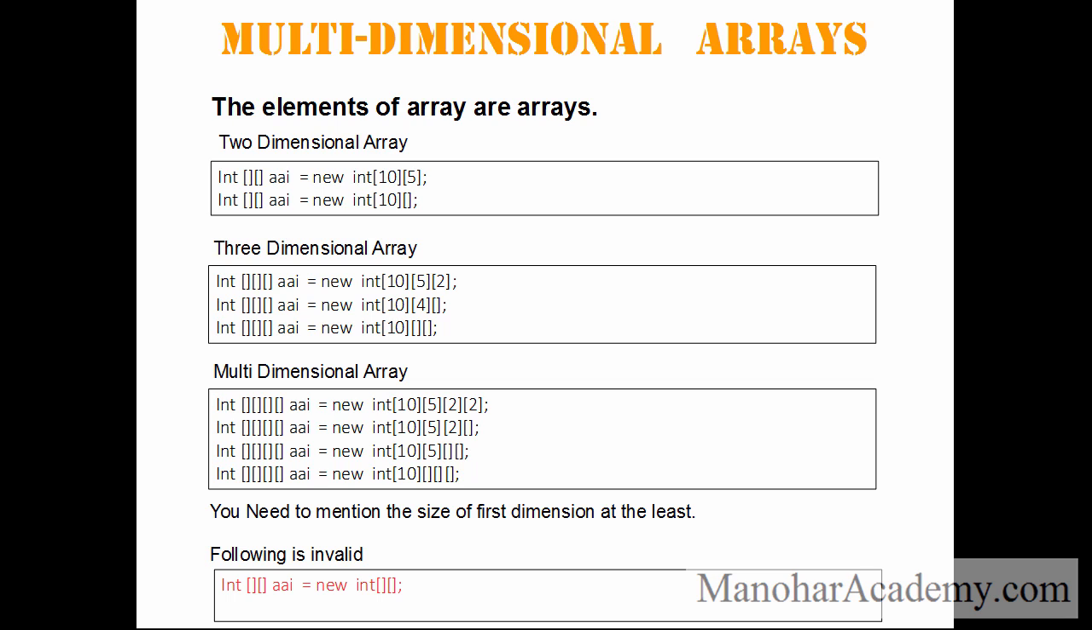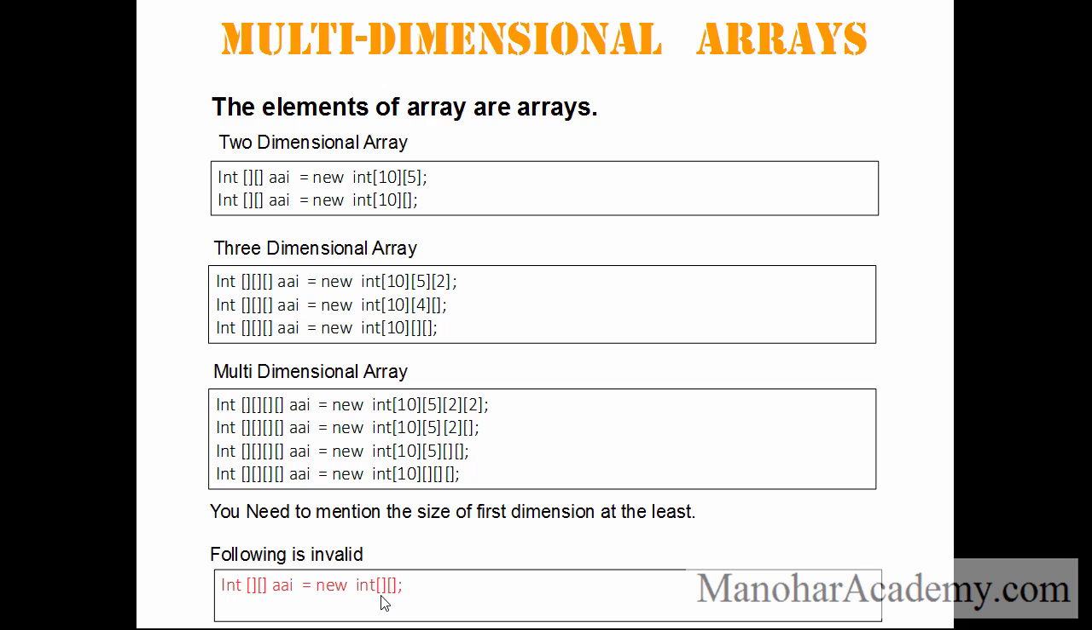So here you can see, in every case I mentioned the size of the first dimension as 10, but in all cases I have omitted the size of the dimensions from the second dimension itself. But if you see the last example here, I am not giving size for even the first dimension. So it's clearly an invalid syntax or invalid expression, and you are going to get a compilation error.